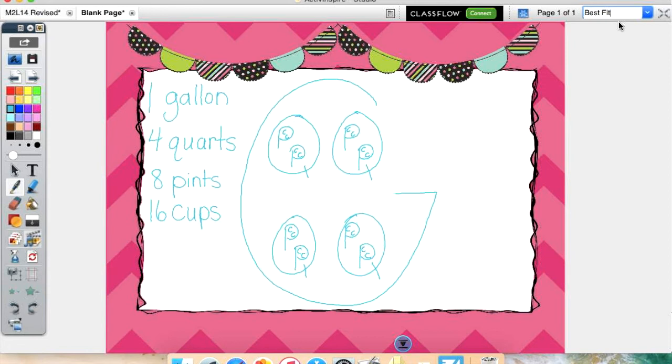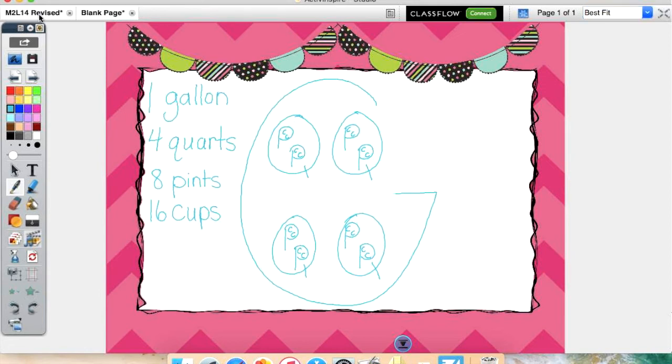Okay, so here's what some of the questions are going to be like. How many quarts are in a half gallon? 2. Good. How many pints are in a half gallon? 4. Good. Listen to the question before you answer, okay? How many cups would be in 3/4 gallon? 12. Very good. Okay, so you guys are going to be fine, aren't you?